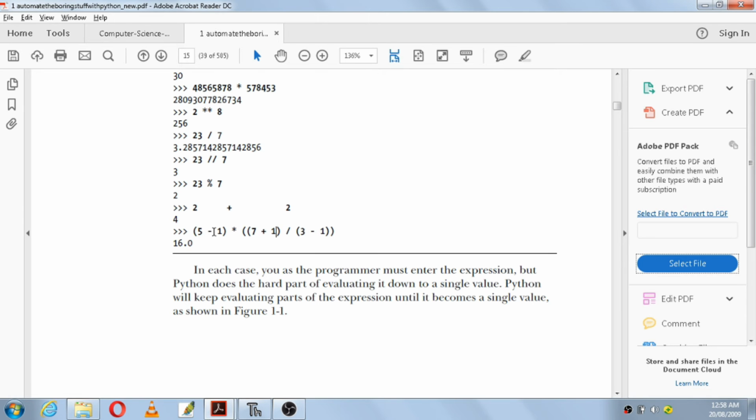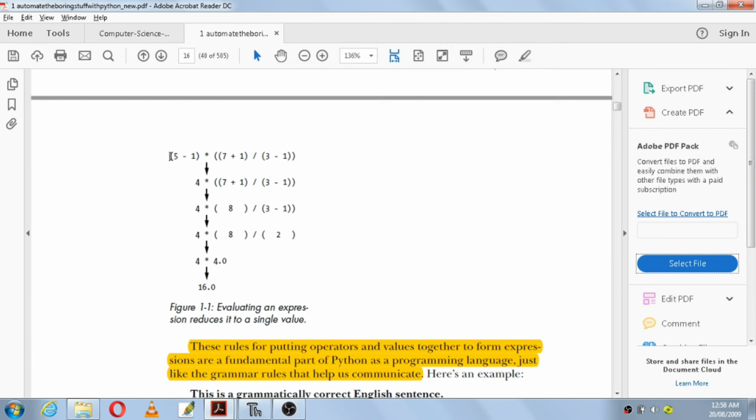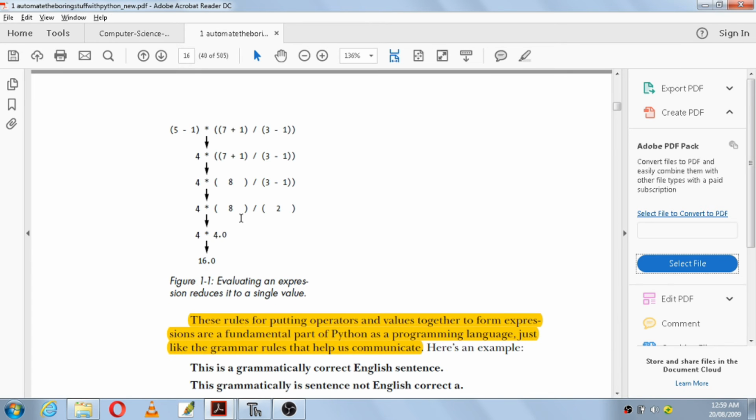Then 5 minus 1 was 4. 4 into 4 will give you 16.0. Okay, that is being evaluated here. First 5 minus 1 is 4. Then you come to this expression, and in that, from left to right, you evaluate. 7 plus 1 is 8. First you evaluate this. Then the next expression to be evaluated will be this, 3 minus 1, 2. Then later you have to evaluate this and this value, 8 divided by 2. As it is a normal division, it will give the result in float, so it will give you 4.0.